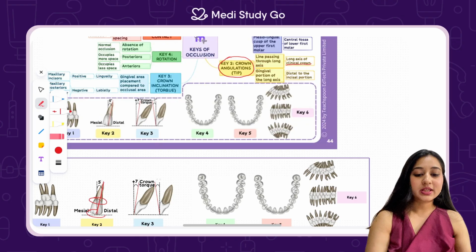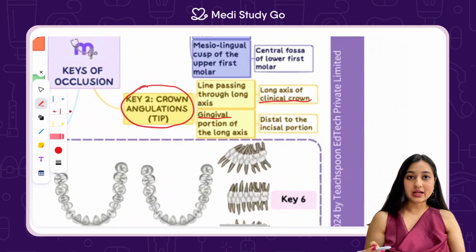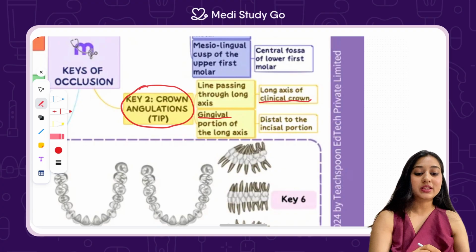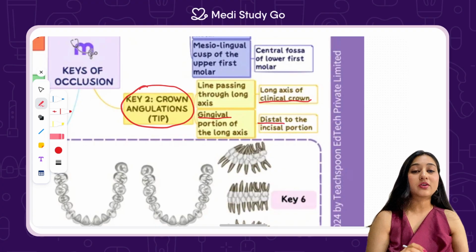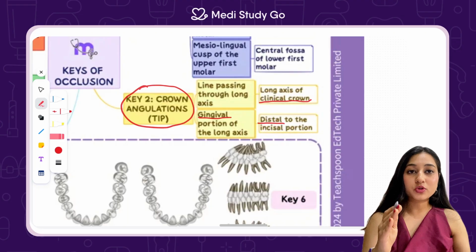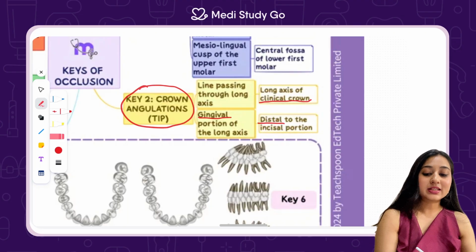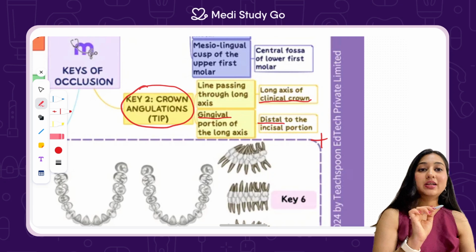So what they're trying to say is that always the gingival portion of this long axis should be distal to the incisal portion. The keyword here is distal. When there is a gingival portion of the long axis which is distal to the incisal portion, it is said to have a positive tip.